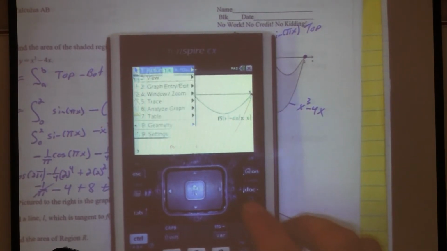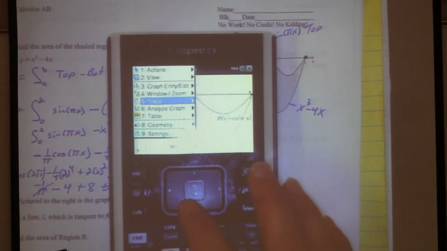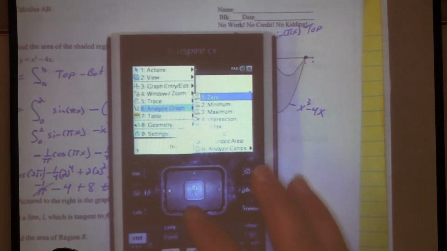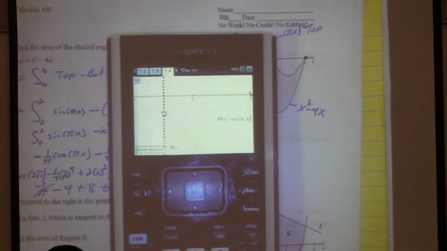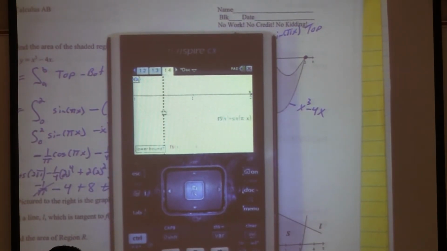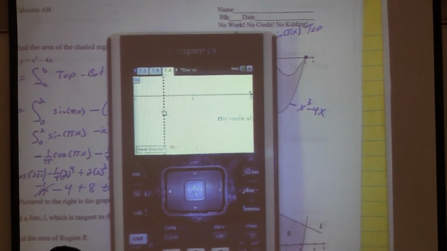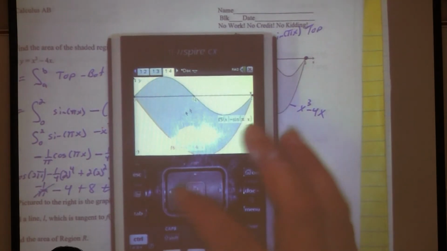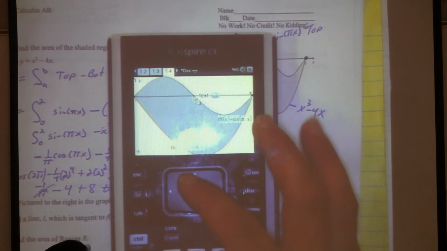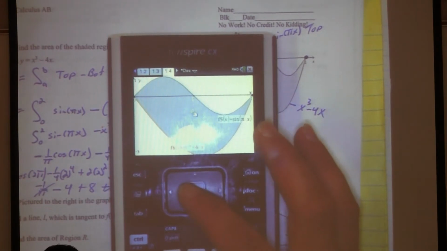Now, all I have to do is go to menu, go to number 6, and what do you think I'm going to pick? Bounded area. Okay, and then you tell me the interval that you want. So we want it from where? From 0, so put 0, enter, and then press what? 2, enter, so there's no guessing. What do we get? 4, it's kind of hard to see, it's right here, right next to this 1. Okay, but it's right there.